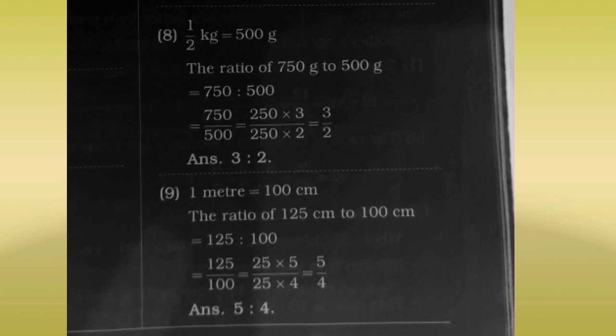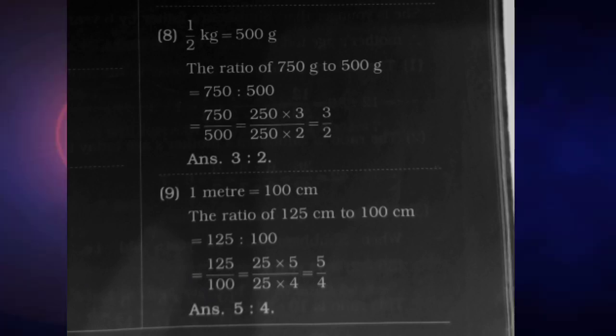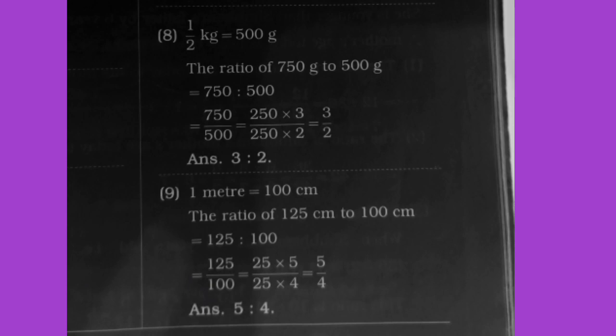Convert the 1 meter into centimeter, that is 100 centimeter. Let us divide 125 by 100. So after dividing it with 25, we get the answer 5/4. So the answer is 5:4. Children, hope you understood the question.